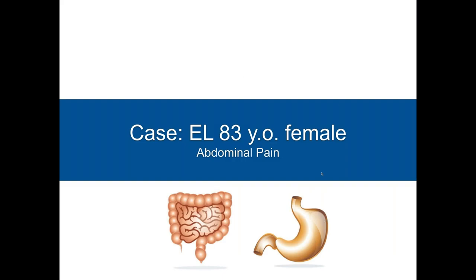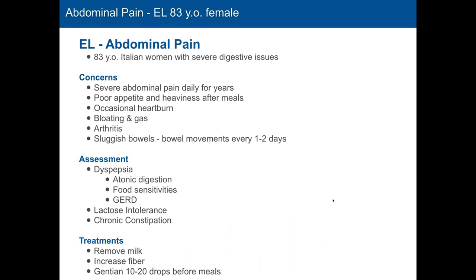So here's a woman that came in. She's an older woman. It's a pretty simple case. She's an Italian woman. She's got lots of bloating and abdominal pain. She's got poor appetite, heaviness after meals. Sometimes she gets heartburn. General bloating, gas. She's got some arthritis going on. She's not taking any medication for that, which is important because it could be that ibuprofen or aspirin could be causing a lot of her problems.